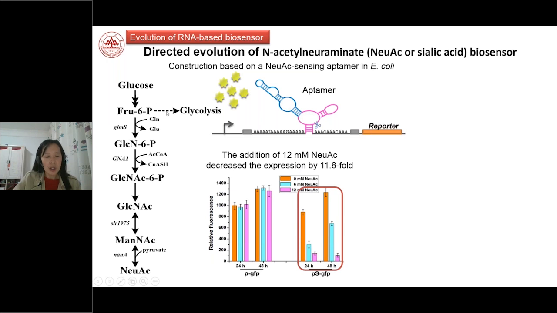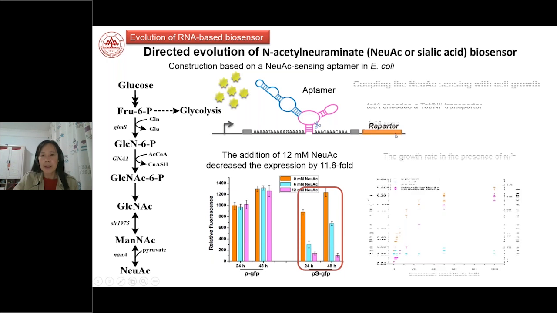So in the initial metabolic pathway engineering, we could use this biosensor to optimize the metabolic pathway. However, right now the titer has already reached around 10 grams per liter. It's already beyond the saturation concentration the aptamer can sense. So we cannot use this sensor anymore. What can we do? We did another round of directed evolution of this biosensor.